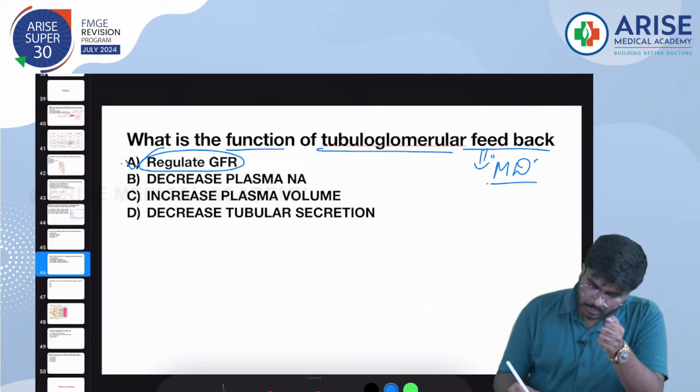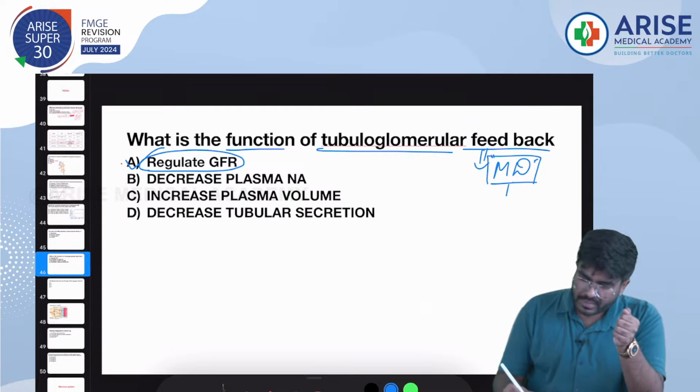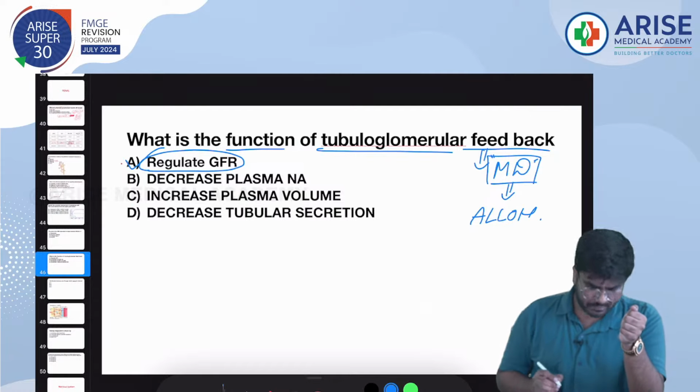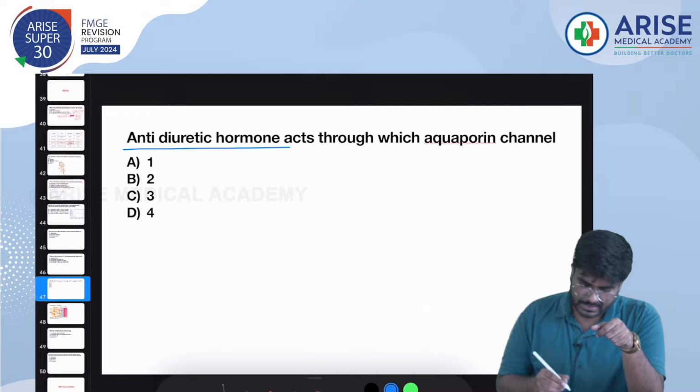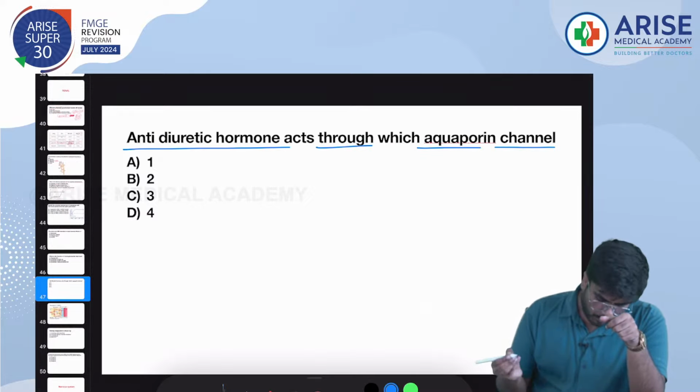Okay, so who gives the tubuloglomerular feedback? Macula densa. Where is macula densa present? Ascending limb of loop of Henle. Okay. Next, antidiuretic hormone, also called vasopressin, acts through which aquaporin channel?